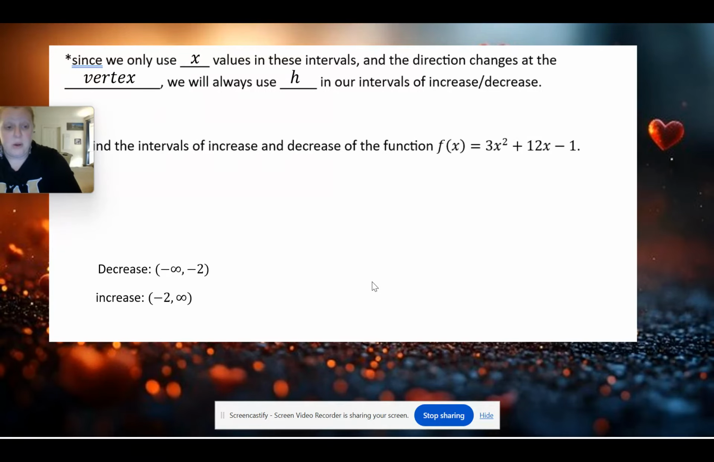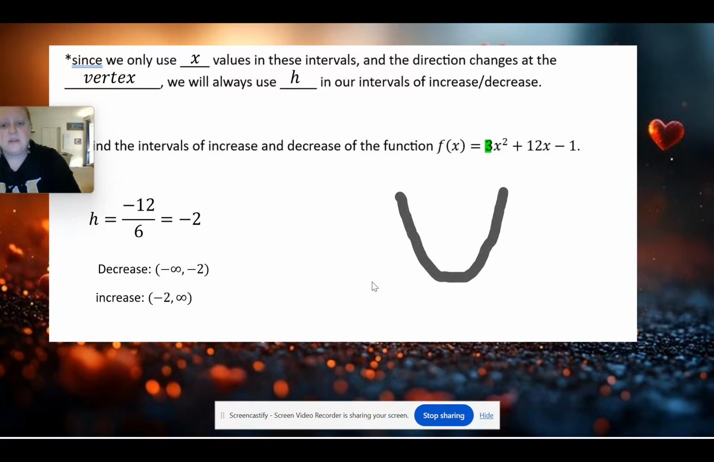So down here, we're going to go ahead and compute h. Negative b over 2a, which would get me negative 2. We also know, because that 3 is positive, that this graph is a smiley face. And we know that the bee will change his mind at negative 2. So therefore, my journey is going to start as a decrease from the left until negative 2. So that's why I have that here. And then from negative 2 and to the right, I will see an increase.